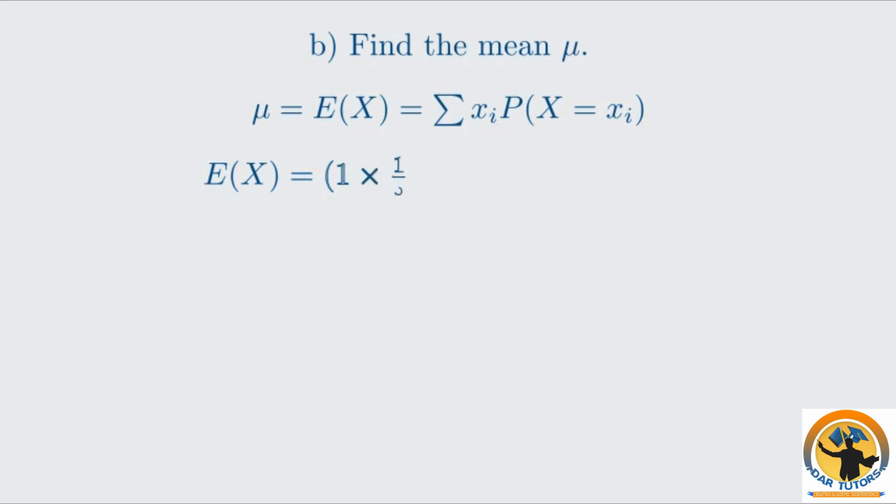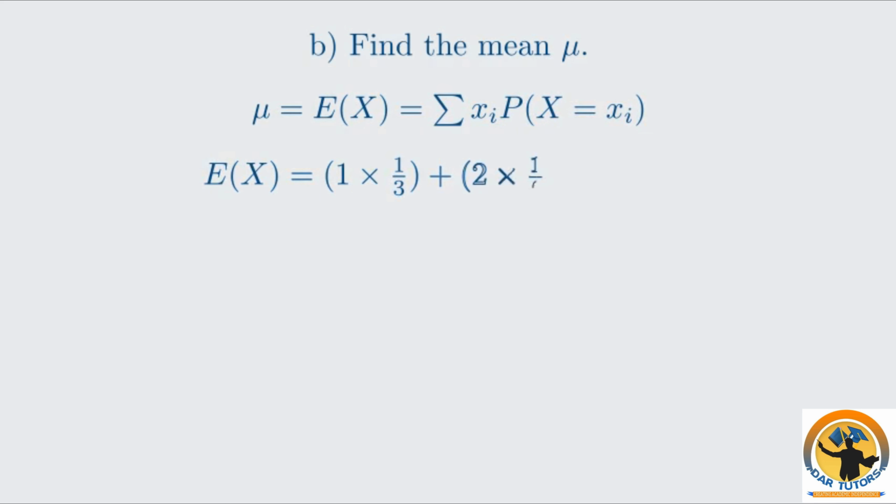The mean, or expected value, E of X, tells us the average outcome we'd expect if we rolled the die many, many times. The formula for the mean of a discrete random variable is the sum of each outcome multiplied by its probability. That is, mu equals the sum of x times P of X equals x. Let's apply this to our problem. We multiply each outcome by its probability and then sum them up.